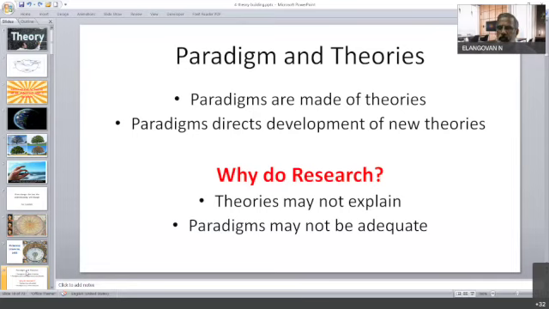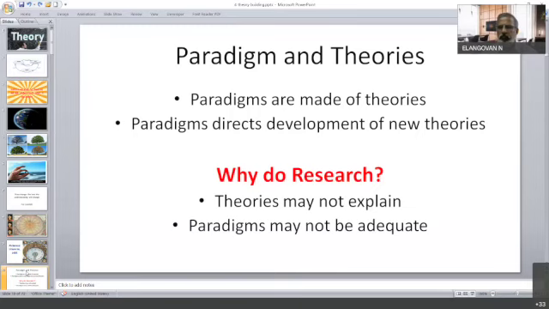When there is a phenomenon that is not explained by the current theories, then we do research, and we try to add to the current knowledge so that it will be able to explain the phenomenon. That is what we call a gap, knowledge gap, a research gap. The gap is the inadequacy of the current theory to explain the phenomenon or the problem.